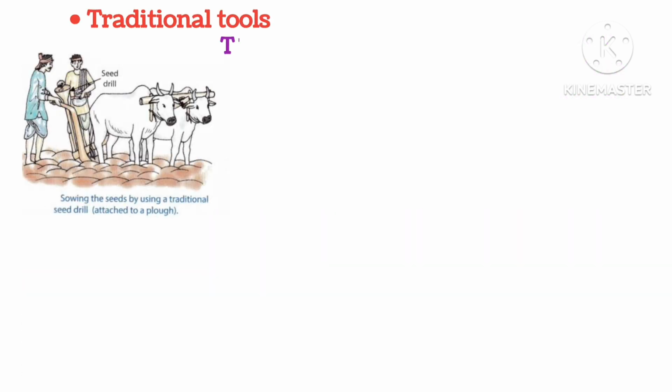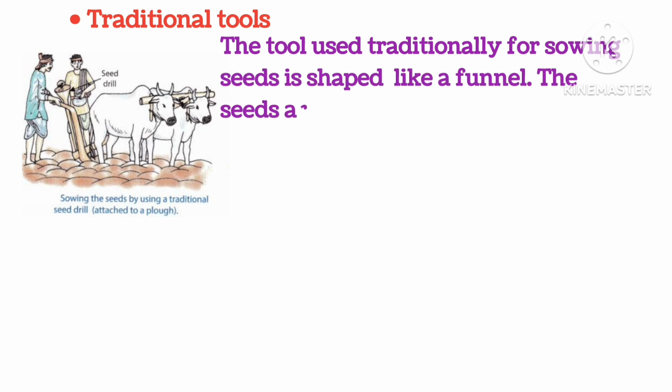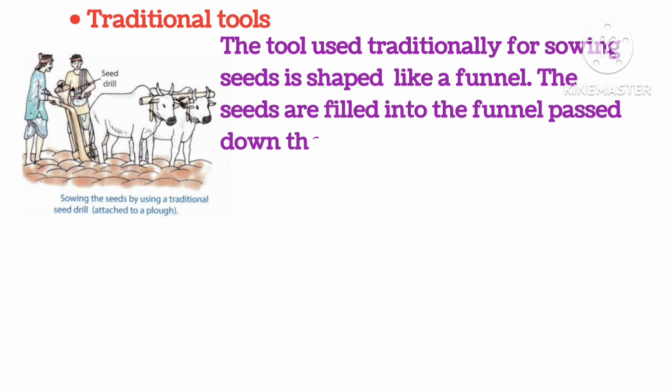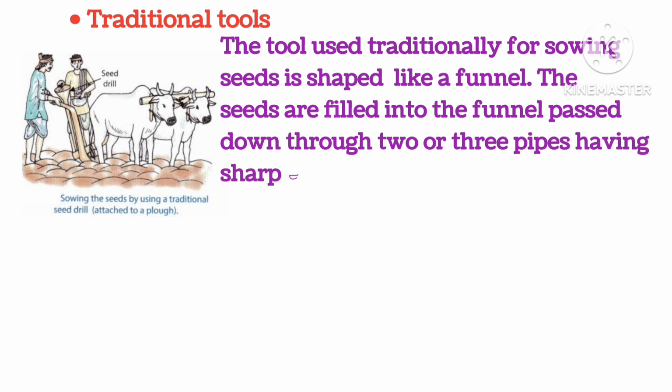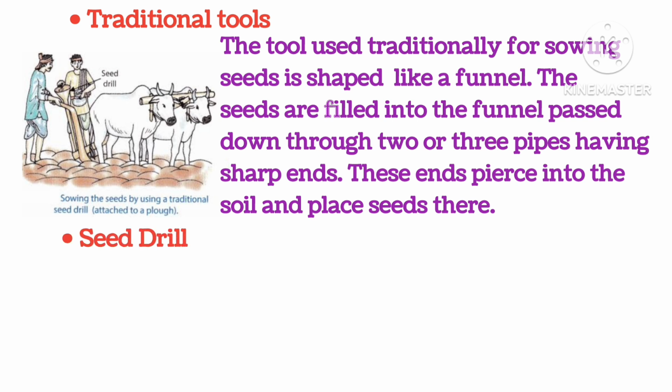Traditional tools. The tool used traditionally for sowing seeds is shaped like a funnel. The seeds are filled into the funnel, passed down through 2 or 3 pipes having sharp ends. These ends pierce into the soil and place the seed there.